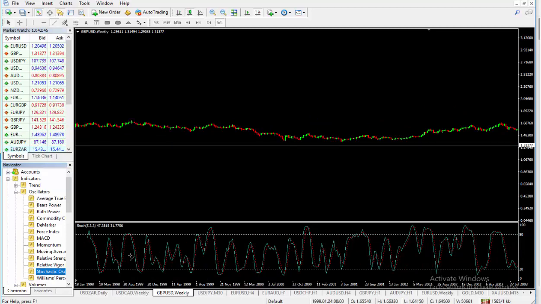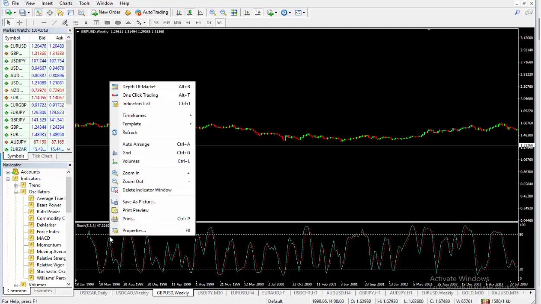You see when price is in these zones here, it is considered oversold, meaning that when price is oversold, it gives us the opportunity to buy. Then here, price is overbought, and it gives us the opportunity to sell. Now there's an easier way of doing this. I will just delete the indicator.